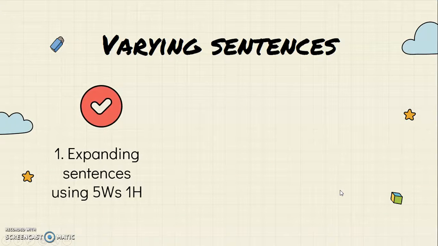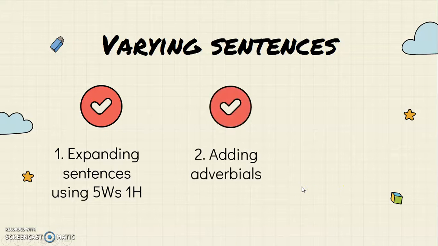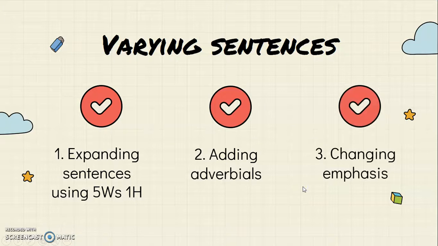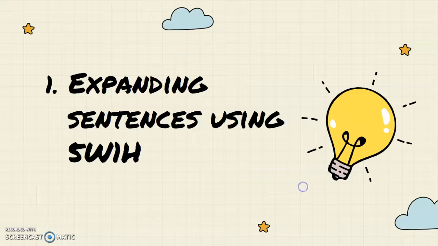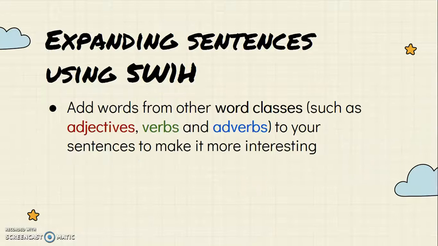There are 3 ways to vary our sentences. The first way is to expand our sentences using the 5W1H. The second way is to add adverbials. The third way is to change the emphasis. Are you ready to learn the first way? Okay, method number 1: expanding sentences using 5W1H.